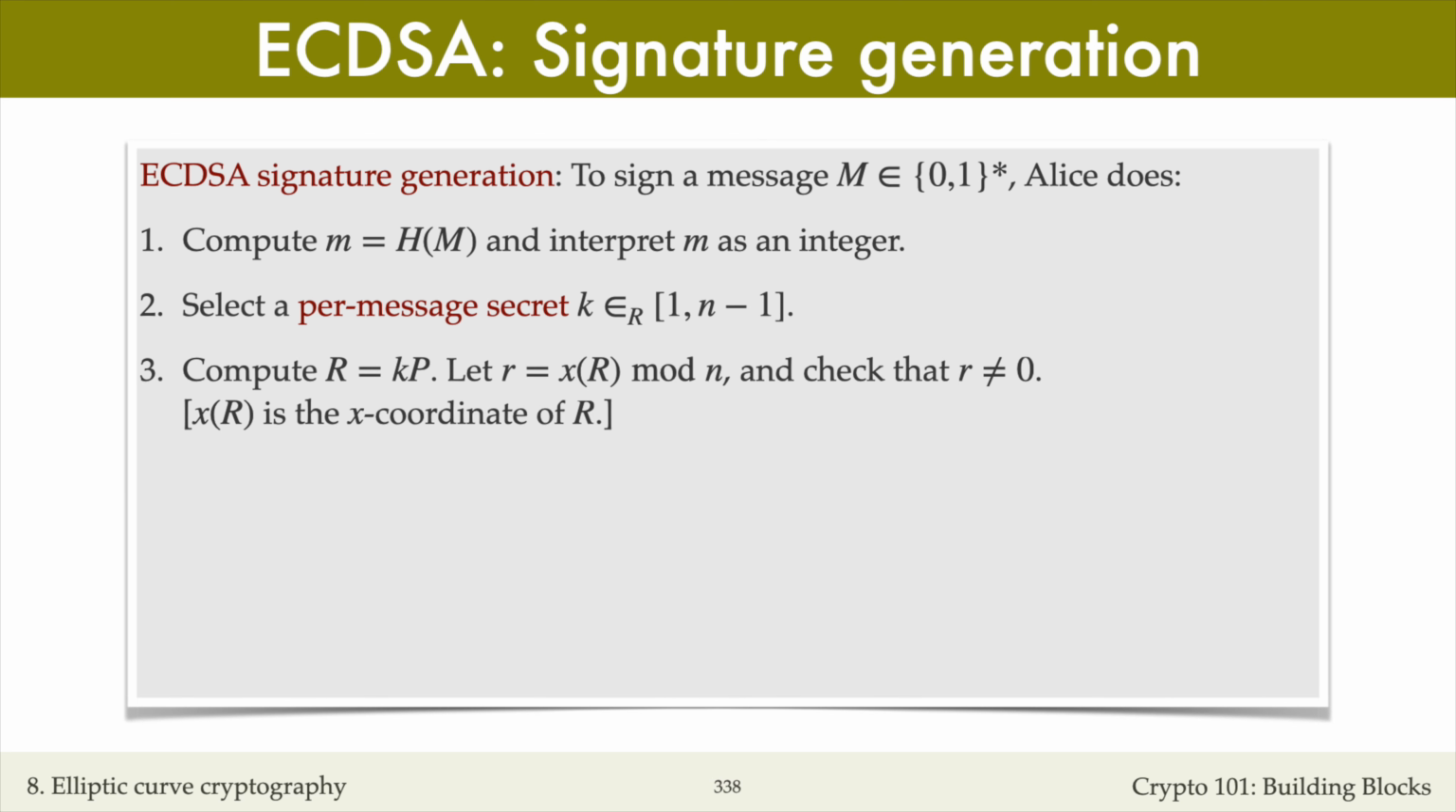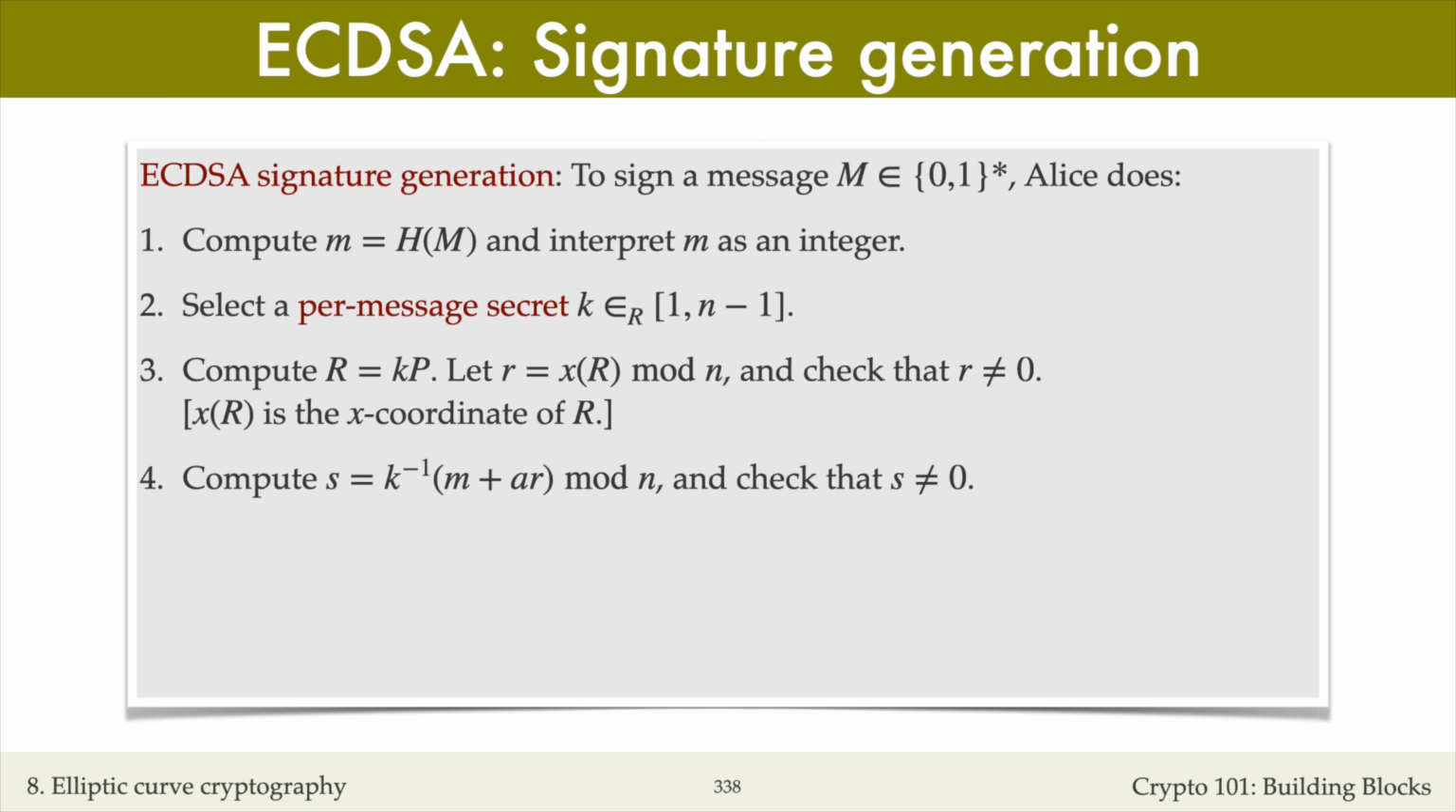Alice computes the point R, which is k times P, and lets r be the x-coordinate of the point R modulo n. She checks that r is non-zero. If r is 0, which happens with negligible probability, then Alice goes to step 2 and selects a new per-message secret k.